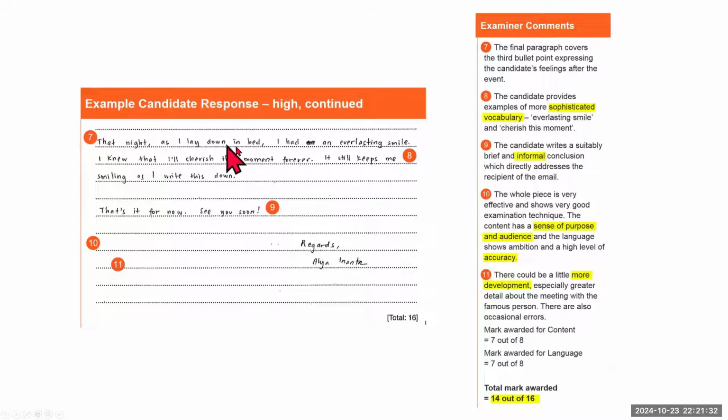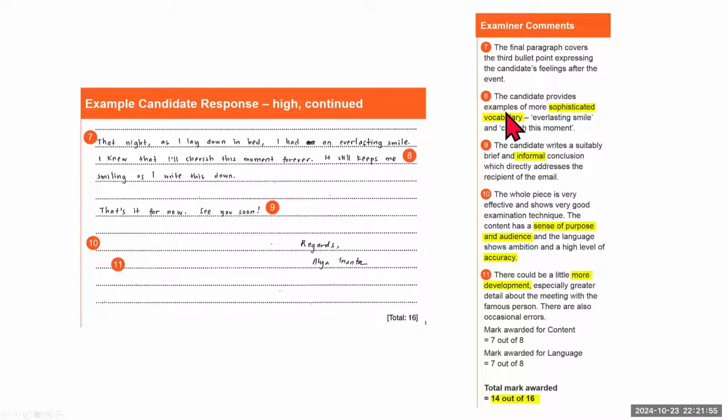That night, as I lay down in bed, I had an everlasting smile. I knew that I will cherish this moment forever. It still keeps me smiling as I write this down. That's it for now. See you soon. Regards, Alia Inanta.